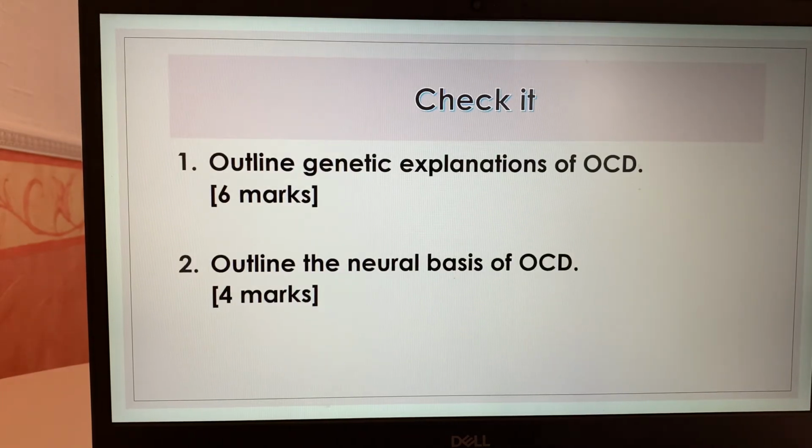So, two questions that you can do to check. I would have a go at this one, the neural basis of OCD. That is the one that people struggle with the most. A, they can't remember it, and B, they never talk about it. But it's very likely that you could get a question: describe and evaluate the neural explanation of OCD. They could be that specific, so you need to make sure you know both of them.